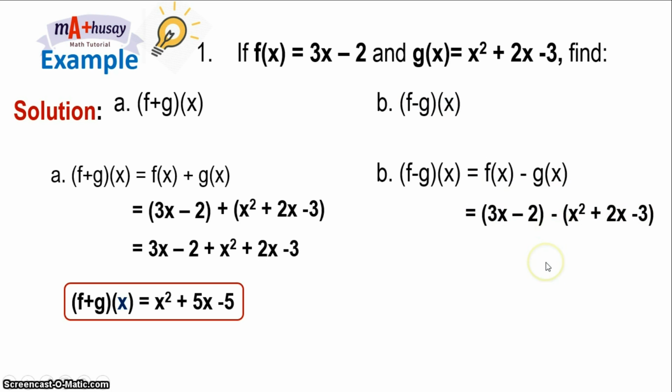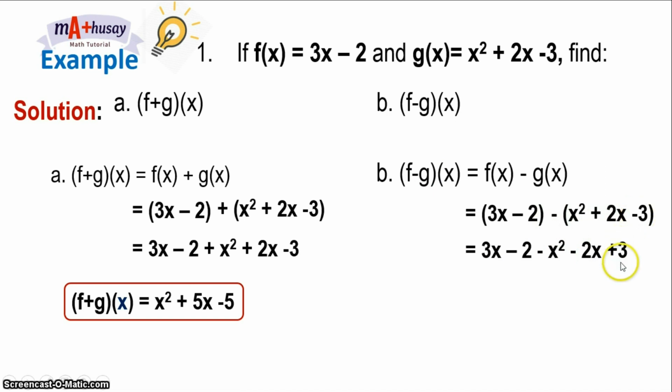Now, note that since negative ito, negative times positive is negative. So, negative times positive, negative na naman ulit. Negative times negative 3, it will be positive 3. Kaya magbabago ang kanilang mga signs. So, we have 3x minus 2 minus x squared, kasi negative times positive, negative x squared, minus 2x dahil negative times positive 2x, that's negative 2x. And lastly, negative times negative 3 is positive 3.